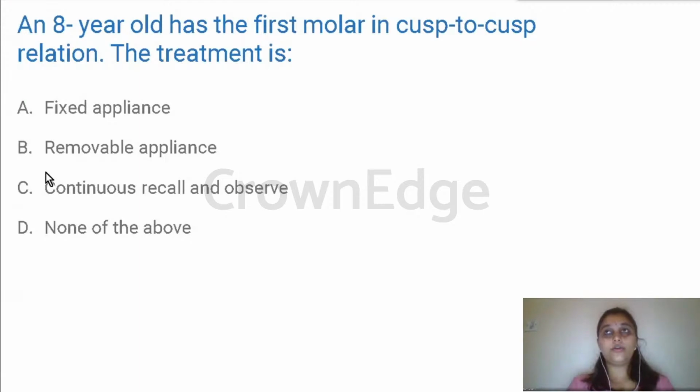If after some point of time you feel the child is developing a class 2 or a class 3, it is developing into a class 2 or a class 3, that is when you would want to intervene with a removable or a fixed appliance, depending upon other factors like maturity index and all that. All this will come when we talk about preventive and interceptive orthodontics. But for this particular class, when I'm talking about development of occlusion, the best answer is continuous recall and observe.